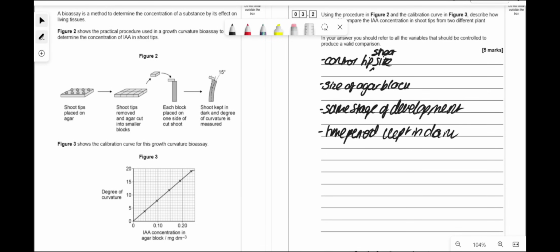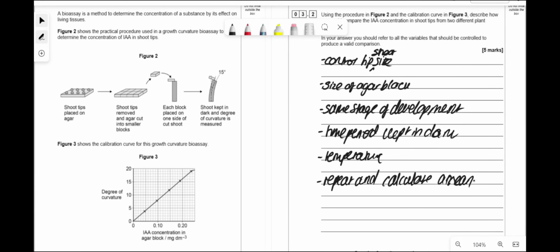What else can we do? Well, factors that affect growth. So there's temperature. Or what else would we do? We'd obviously repeat as well and calculate a mean in real life. And those are some pointers that I would say.